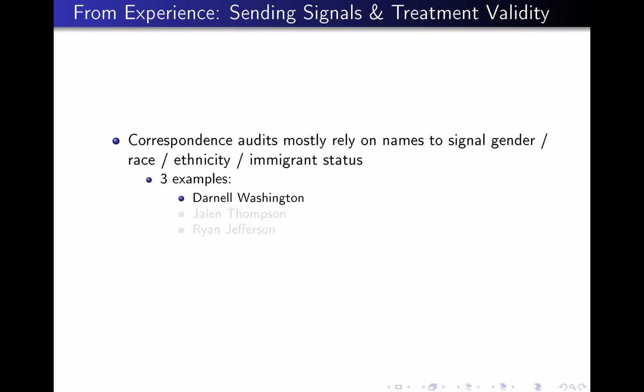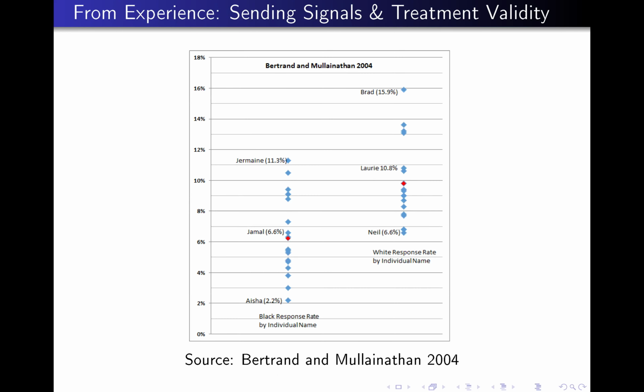Just to give you a quick example, these three names, Darnell Washington, Jalen Thompson, and Ryan Jefferson, have all been used in real audits to signal Black people applying to jobs. I think there's a huge difference between Darnell Washington and Ryan Jefferson, with Jalen Thompson somewhere in the middle. And the perception data pans out for this.